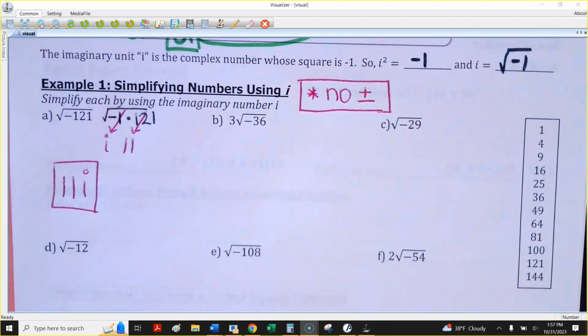It works exactly the same way as if you would simplify a normal radical. You're just going to pull an i out in front. That gets rid of the negative. It's not considered simplified if you have a negative under your square root.